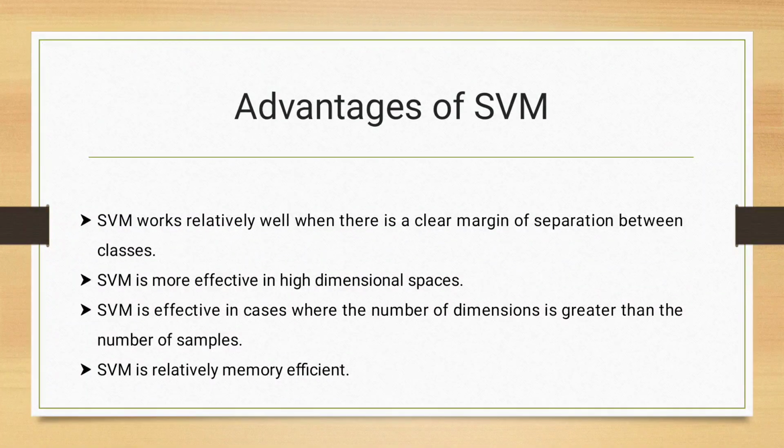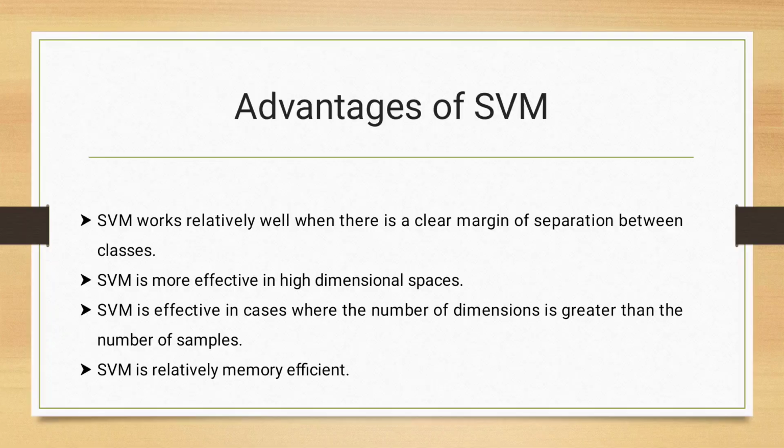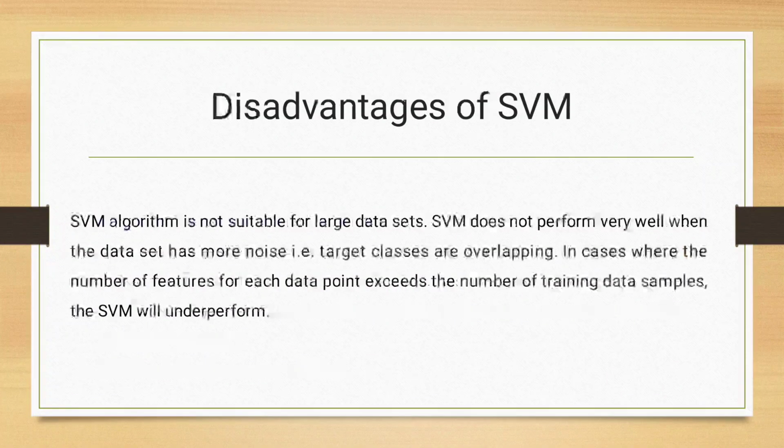Advantages of SVM. SVM works relatively well when there is a clear margin of separation between classes. SVM is more effective in high dimensional spaces. SVM is effective in cases where the number of dimensions is greater than the number of samples. And support vector machine is relatively memory efficient.